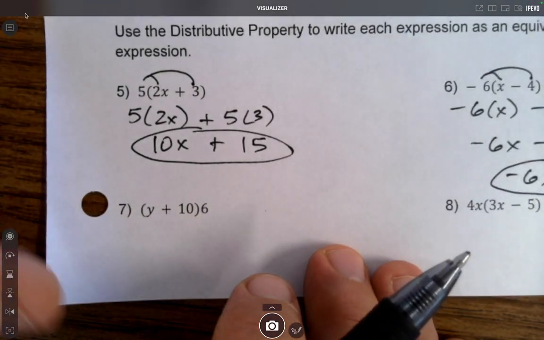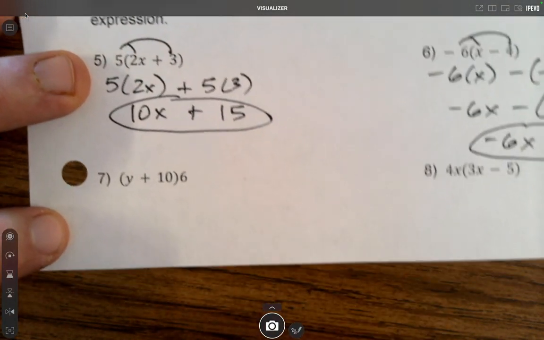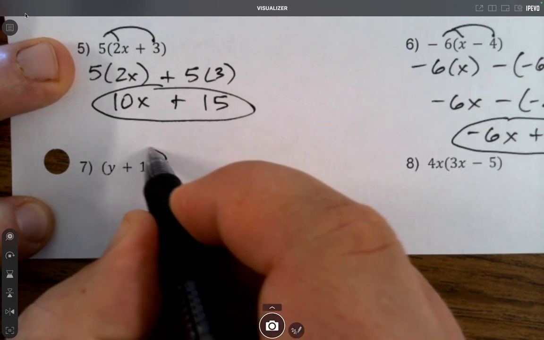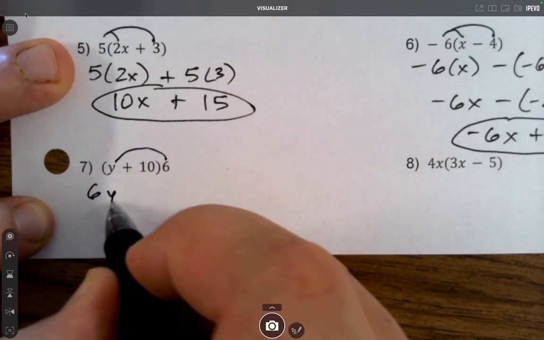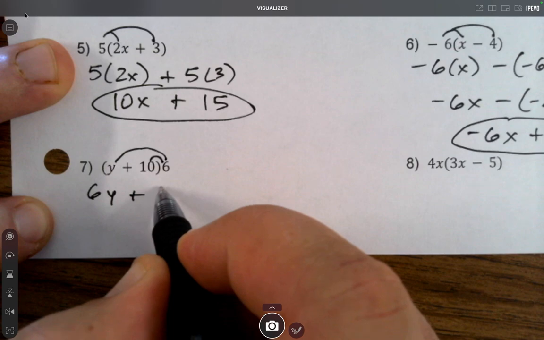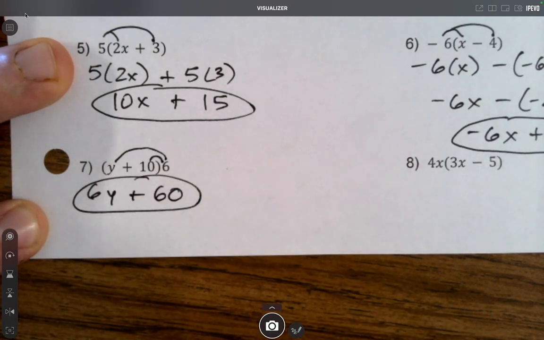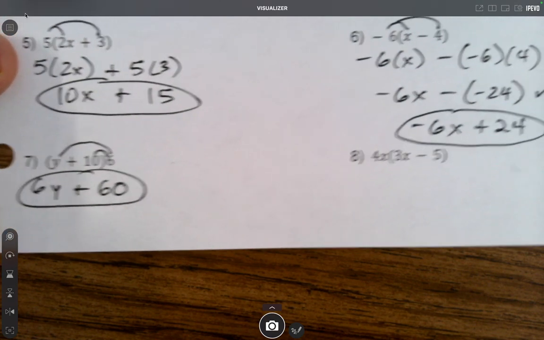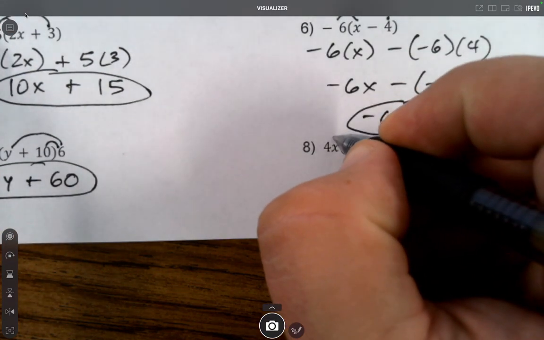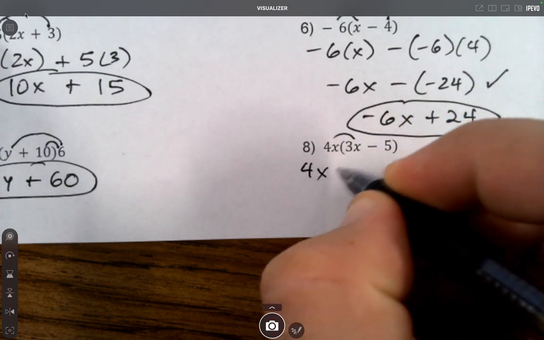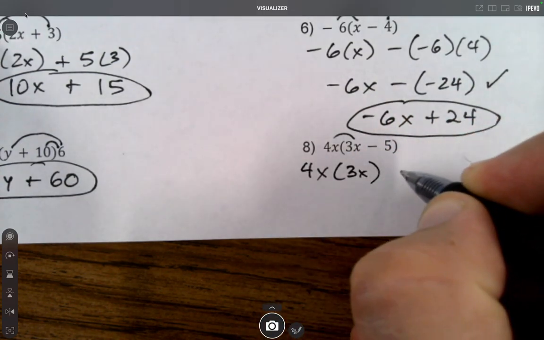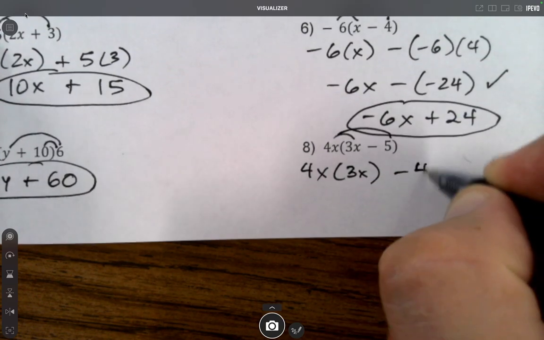Okay, number 7. We distribute the 6 times y plus 6 times 10. And again, there's no like terms, so our answer is finished. Last one, 4x times 3x minus 4x times 5.